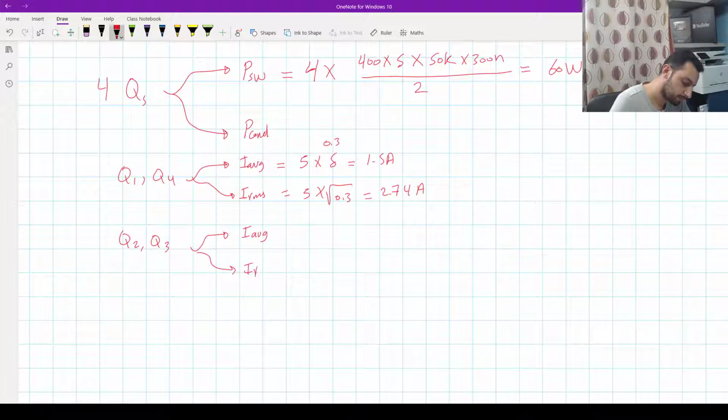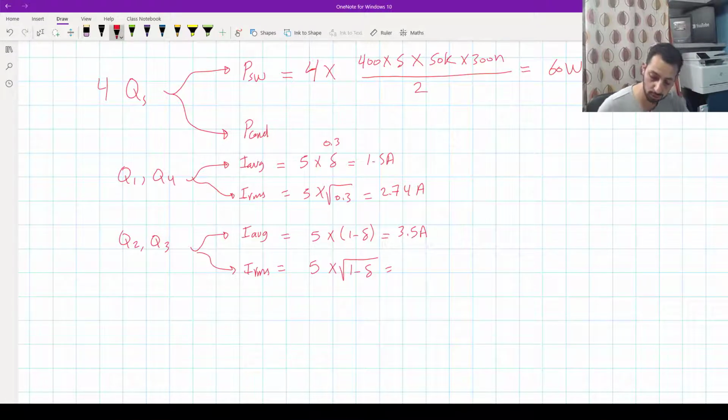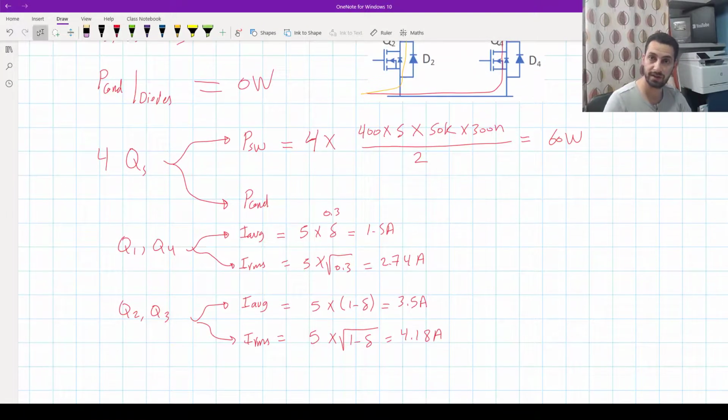Now this is for Q1 and Q4, but for Q2 and Q3, the average and RMS: we have 5 times 1 minus delta, so it's 0.7, so 5 times 0.7 gives us 3.5 ampere. For the RMS it's 5 times square root of 1 minus delta, which is square root of 0.7, and that gives us 4.18 ampere. So be careful if the delta is different for switches, you have to calculate the conduction losses for each in a different way.